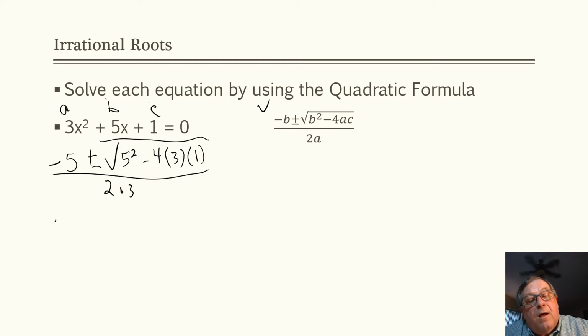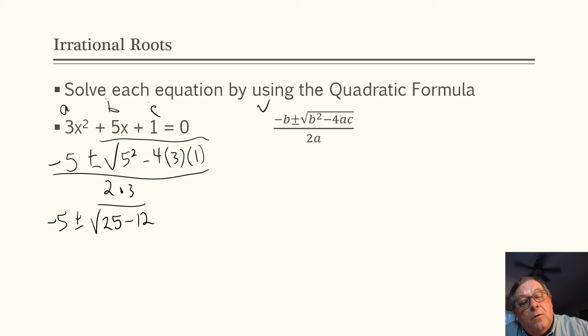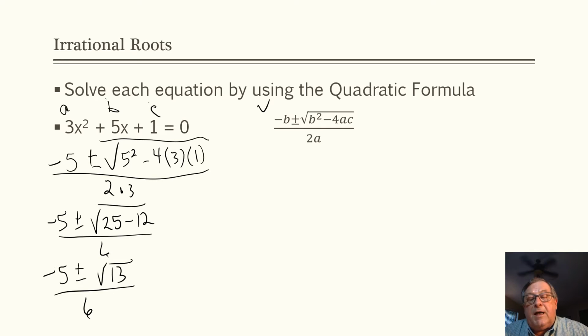All right, well, negative 5 plus or minus the square root. 5 squared is 25. And negative 4 times 3 is negative 12. And times 1 is still negative 12. So we've got 25 minus 12, square root of that, over 2 times 3 is 6. And we come up with negative 5 plus or minus square root of 13 over 6. And there's not any other simplification that we can do with this. And most of the time you're going to be asked to express this in the form of a radicand, since we don't have a perfect square here. And this would be an acceptable answer.